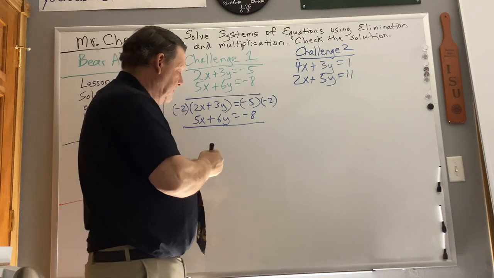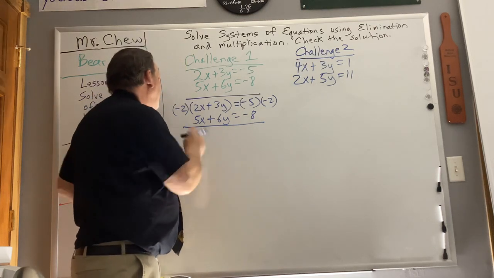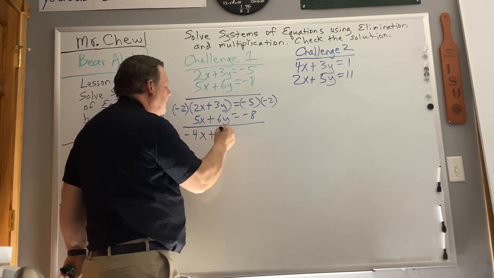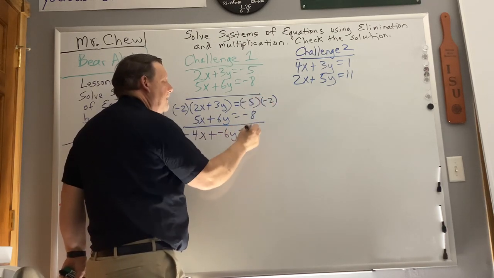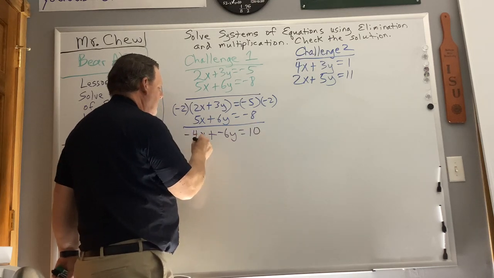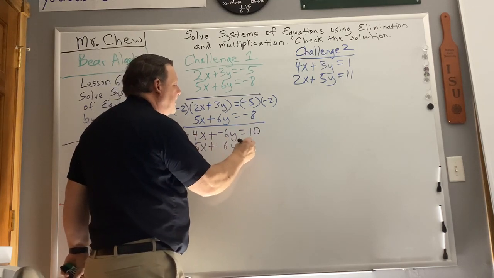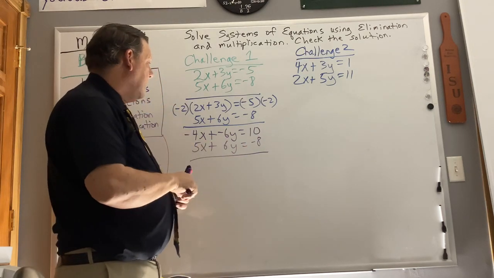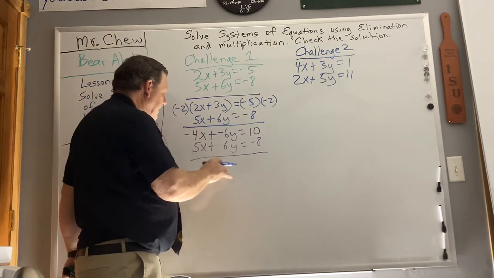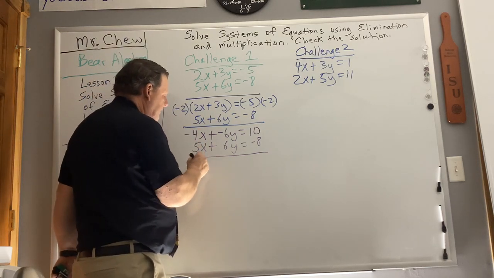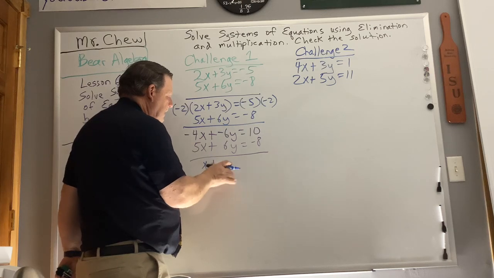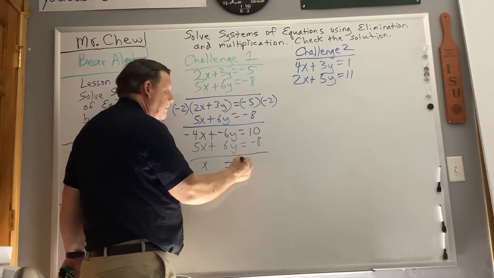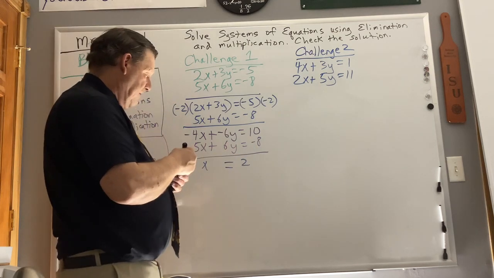I always put lines underneath them so I know that I go to my next one. I do the distributive property: -4x plus -6y equals -5 times -2, which is +10. And now you should be able to see it looks like one of the simpler problems we were doing in an earlier video that'll be down in my playlist. I add down: -4x plus 5x is x, and -6y plus 6y is 0, so x equals 2. So there's my value of 2.